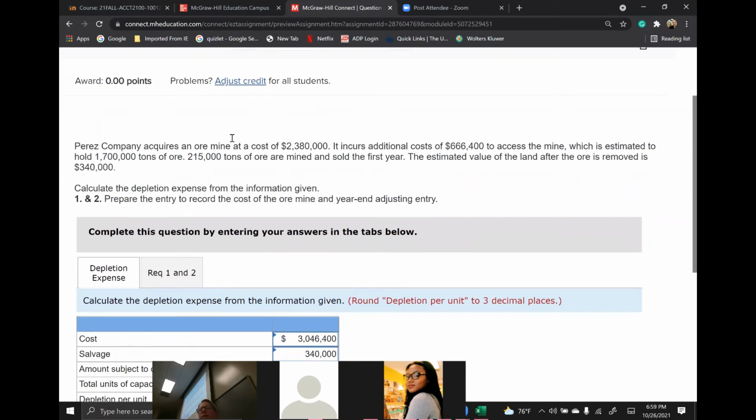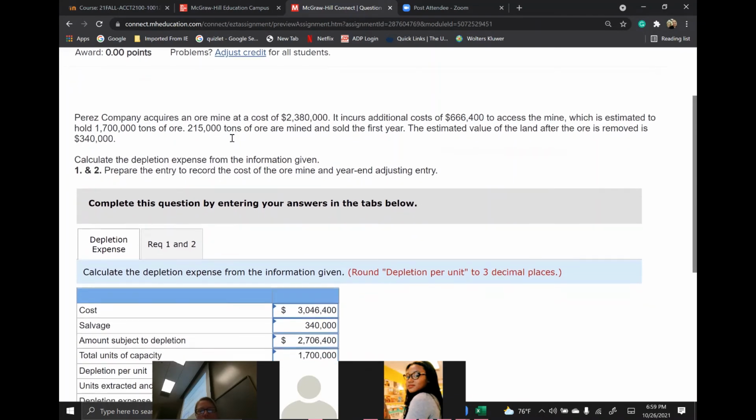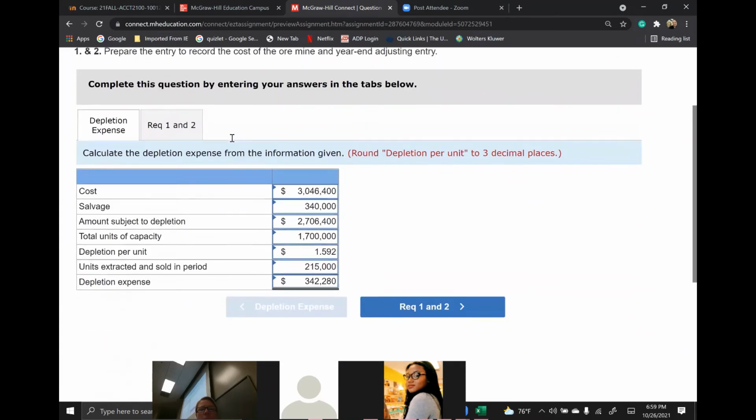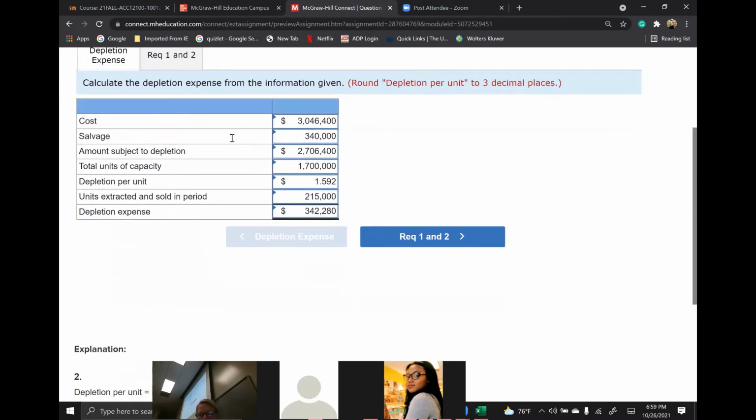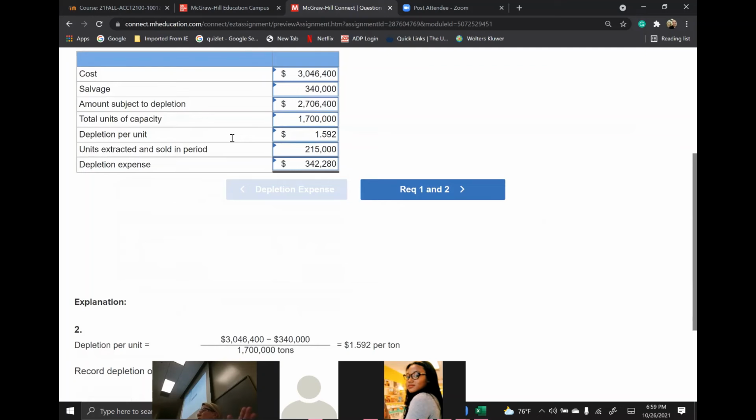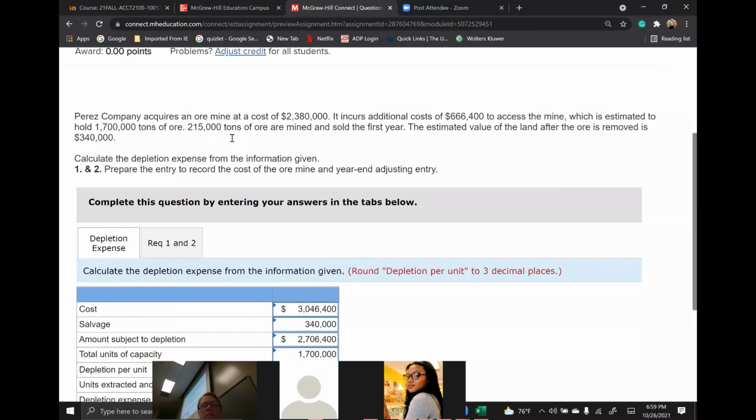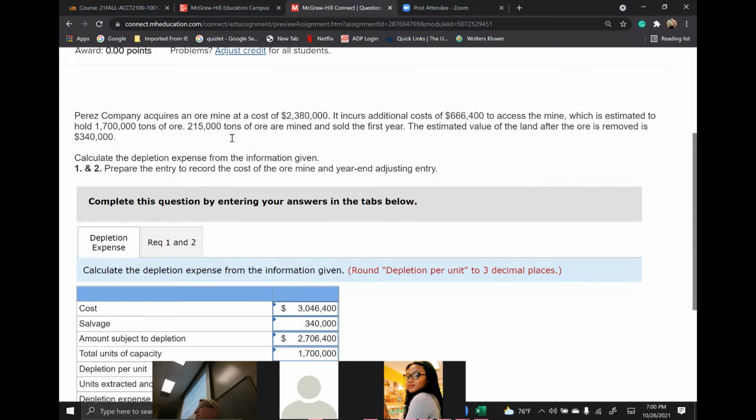All right, and it's telling me at the very end of this, the estimated value of the land after the ore is removed. So that's my salvage value. That's what I'm expecting it to be worth after I've taken it out of the land. So I have $340,000 as my salvage value. So it's looking to see what is the amount subject to depletion. So I have the $3,046,400 less my salvage value of $340,000. Okay. So my cost minus my salvage value. And then I'm dividing by how much they were estimating I would get out of this land. They're estimating it to hold 1.7 million tons of ore. So that's what I'm expecting to use.